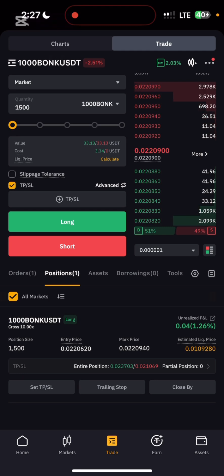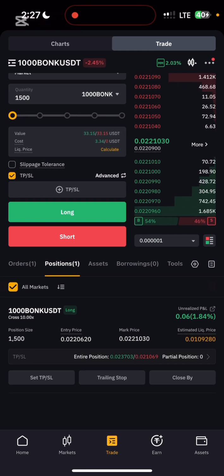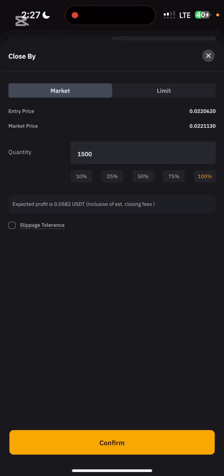If you want to take partials, you click on close by. After clicking on close by, if you are asked to take 75% partial, you click on 75% and you click on confirm. Taking partial means when you're already in profit of any amount, and you want to take parts of your profit.